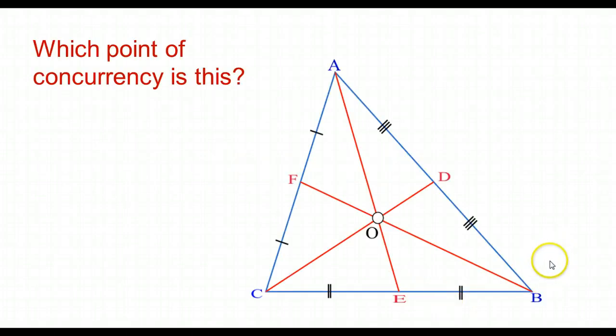Which point of concurrency is this? Okay, let me give you a hint. These are medians. See how it goes from a vertex to the midpoint of the opposite side? These are medians. So which point of concurrency is the intersection of medians? That is the centroid.